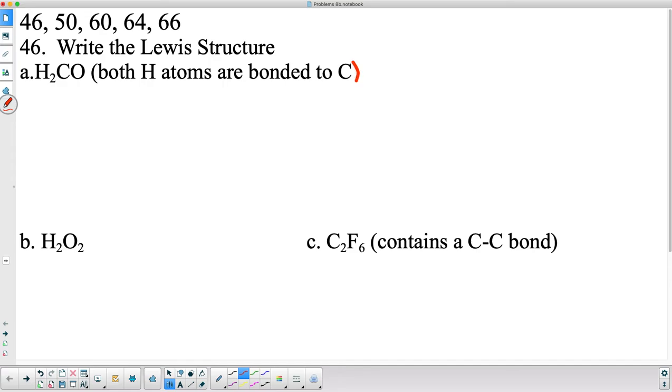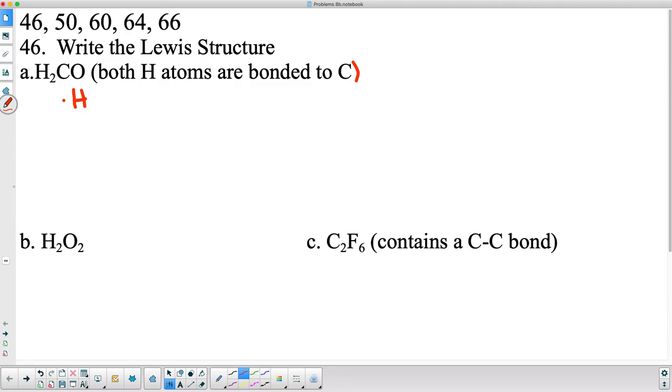For this screen here, I'd like to do 46A for you, and show you what it means by both H's are bonded to C, and show you how to start a problem like this with the Lewis structure. There is a list of steps in the book. They are long, and I think I can condense that a bit. One of the things they do say is to add up the number of valence electrons. So we can do that.